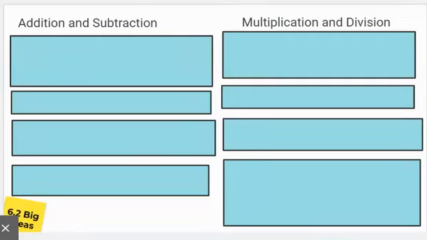Hey everyone, in this video we're going to be looking at the big ideas for section 6.2. So in this particular section we were looking at transforming distributions. And so what happens when we add or subtract to all the values in a distribution, or what happens when we multiply or divide to all the values in a distribution? Well, this is what happens.